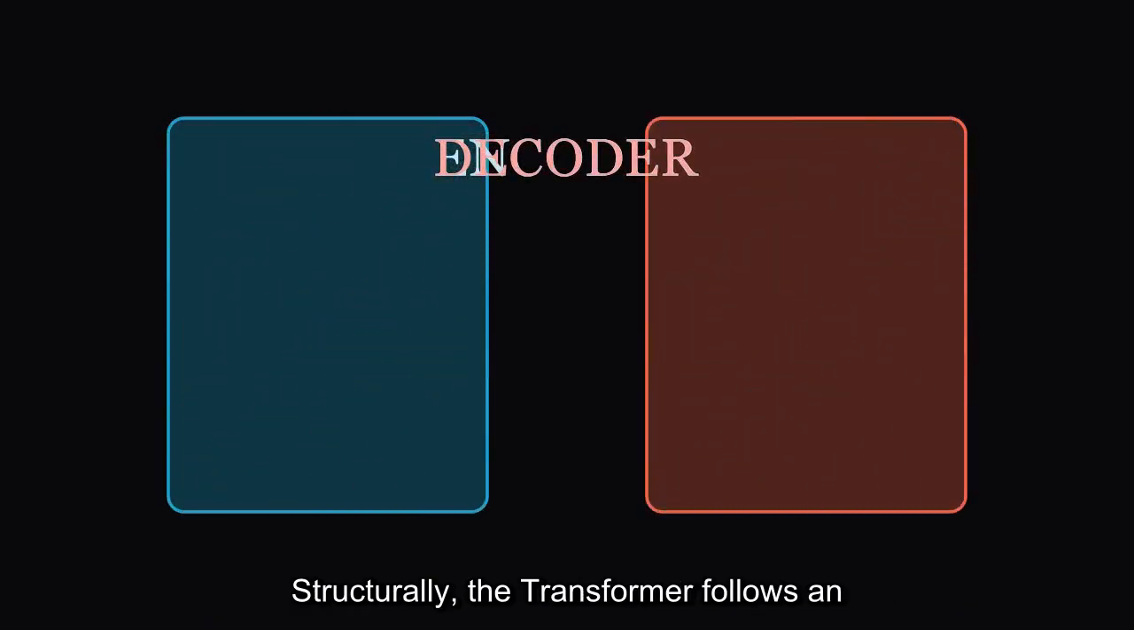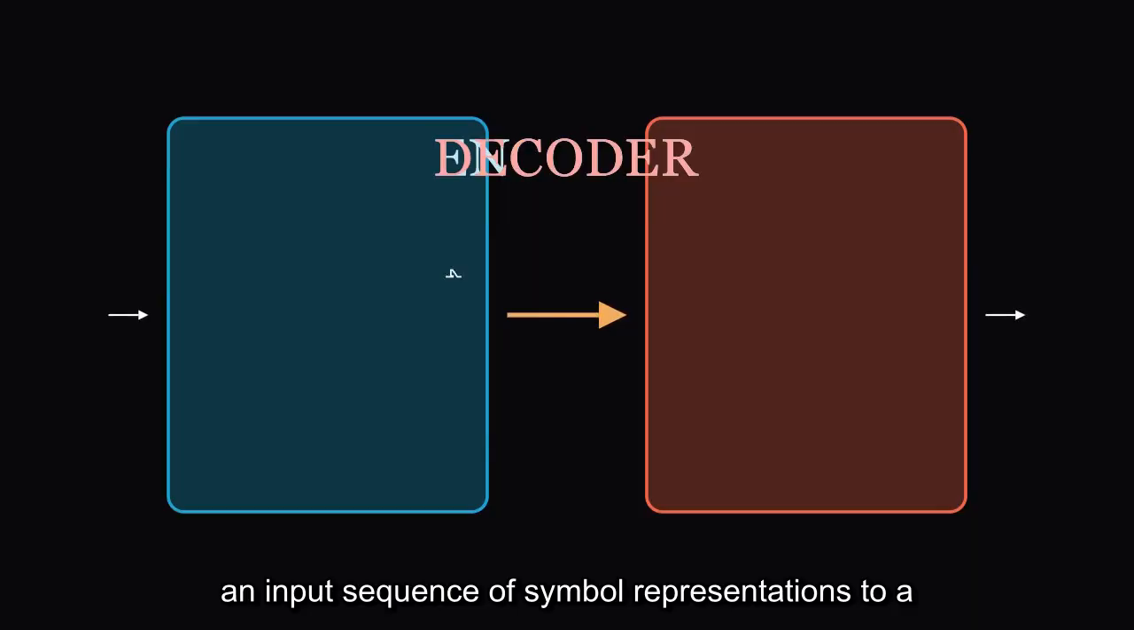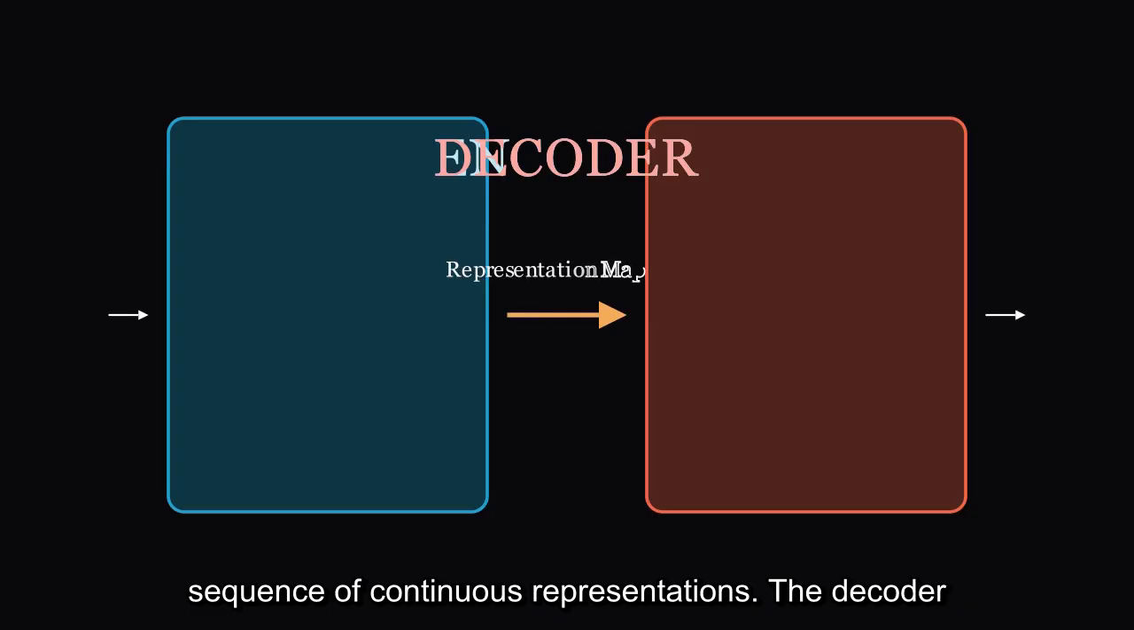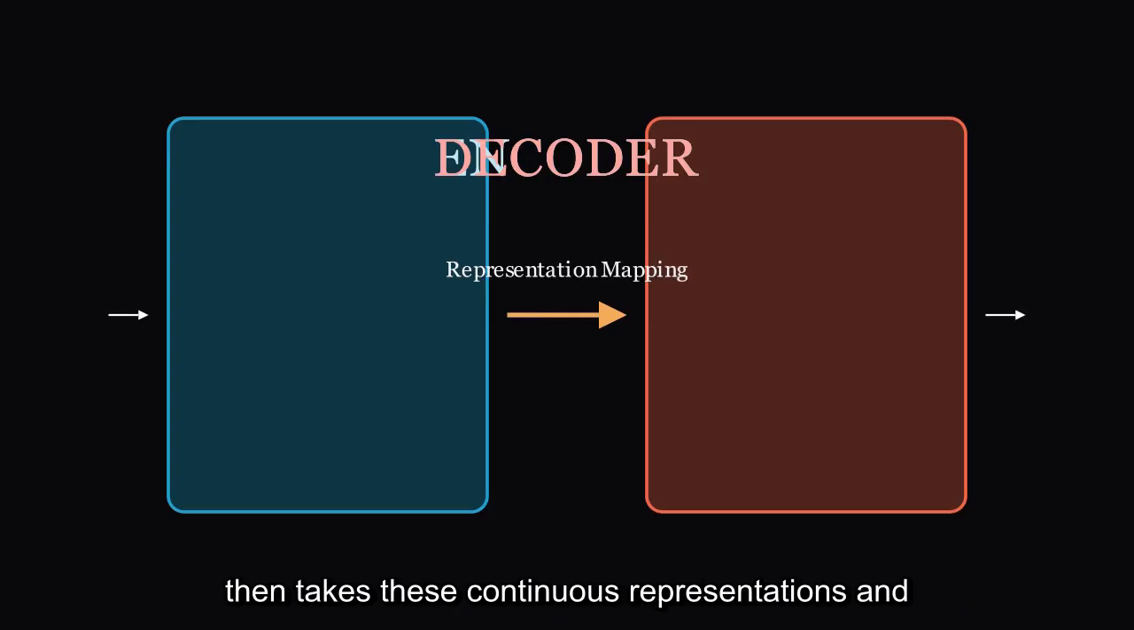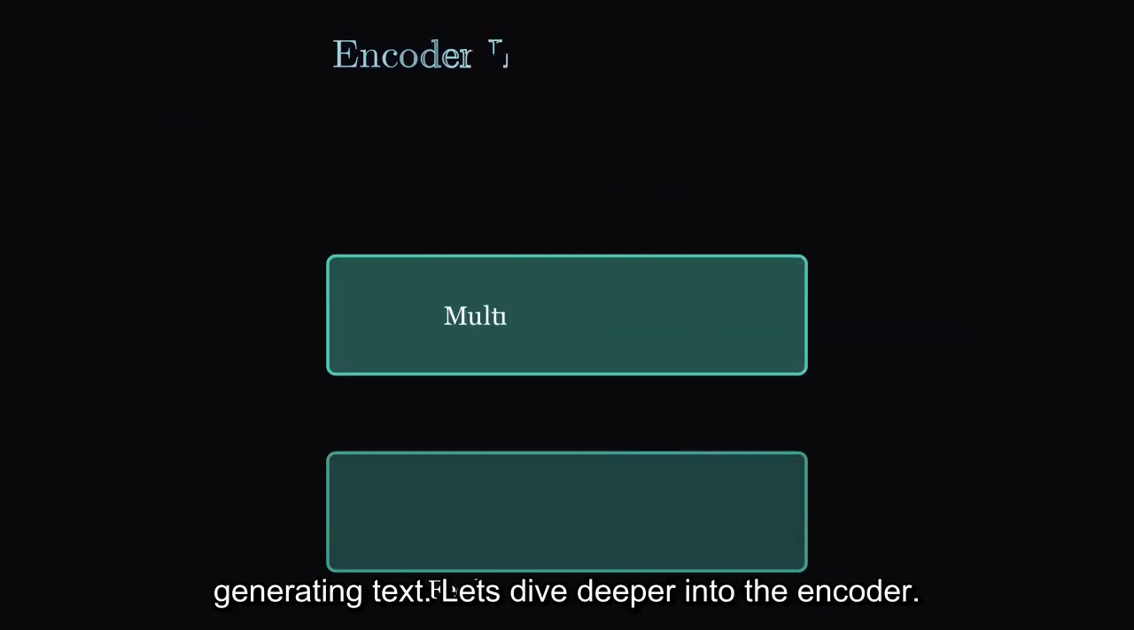Structurally, the transformer follows an encoder-decoder design. The encoder's role is to map an input sequence of symbol representations to a sequence of continuous representations. The decoder then takes these continuous representations and generates an output sequence of symbol representations, effectively translating or generating text.